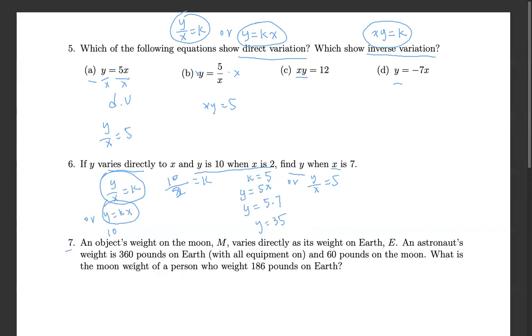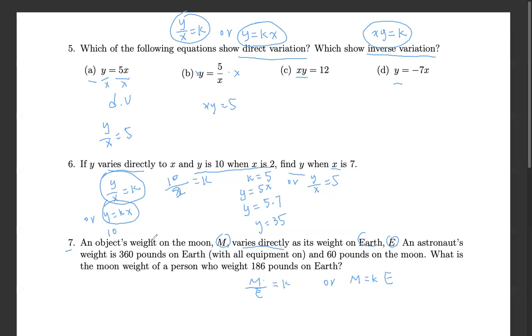Let's see 7. The object's weight on the moon, we call m, varies directly as its weight on Earth, called E. So which means, let's write down the formula. So this one is m divided by E equals some k, or m equals some constant multiplied by E, either one, okay.